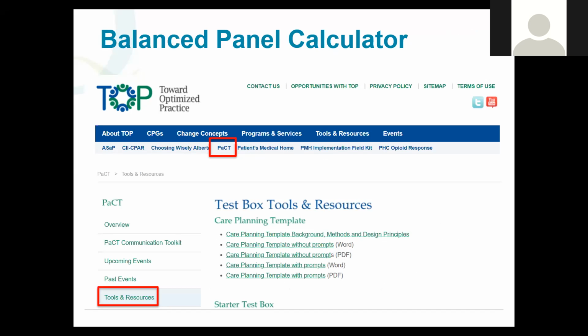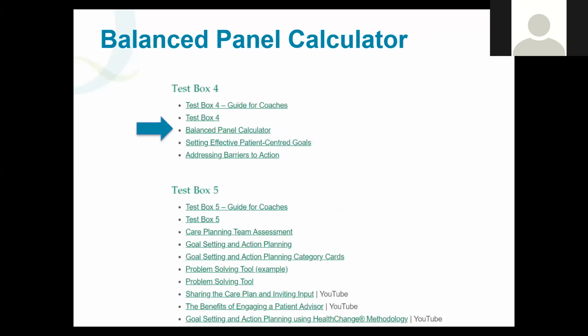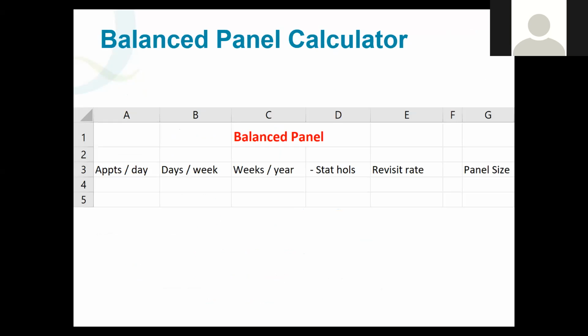So how do we look at what might be the ideal panel size? Last time we took you through where to find a very simple calculator for panel. And again, there are more complex ones out there, but this is just a very simple one to get started with. And that's available on the PACT website under toolbox 4. It's the balanced panel calculator, and it looks like this.